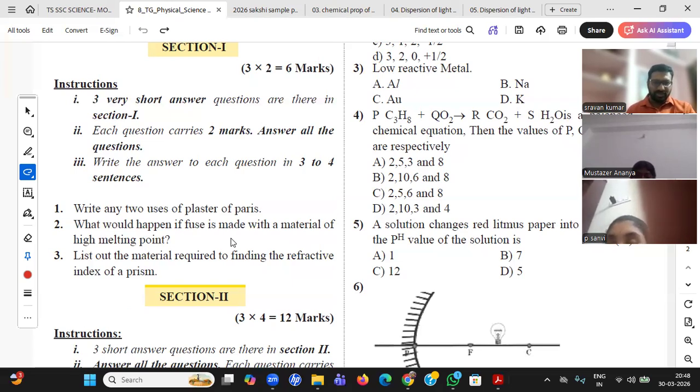Yes, absolutely right answer, Ananya. Okay. So first of all, it is used for bone setting. We use plaster of Paris for bone setting.